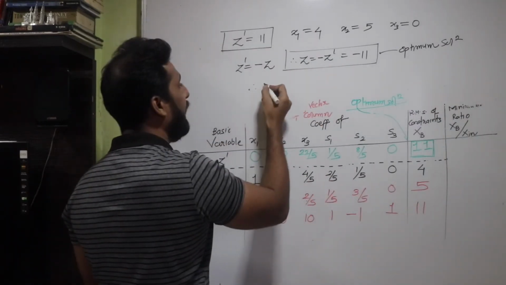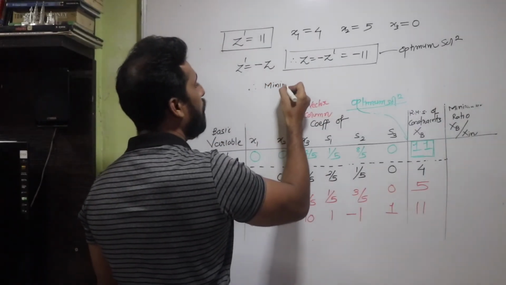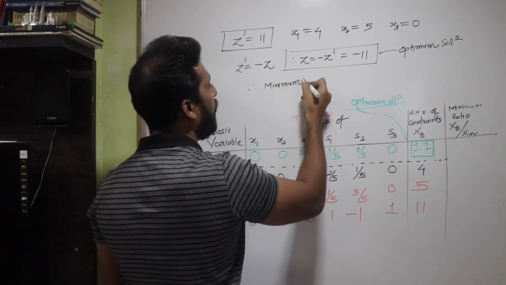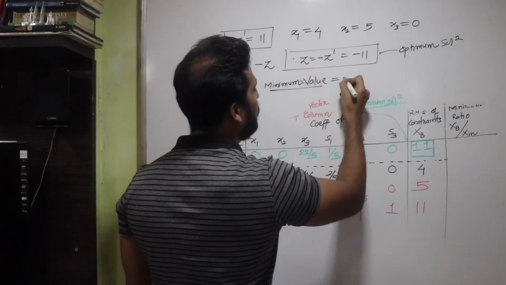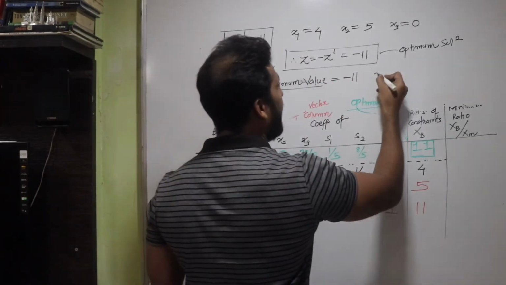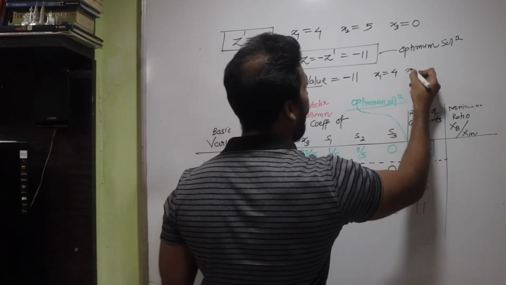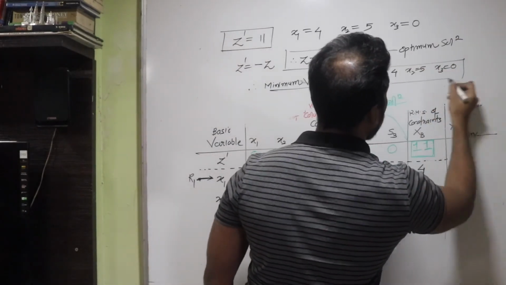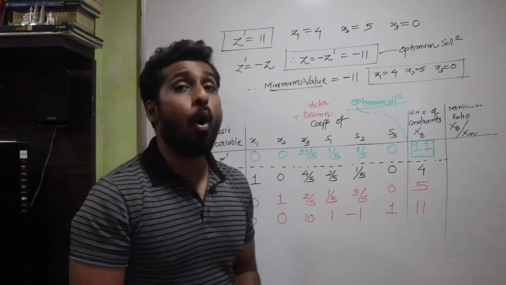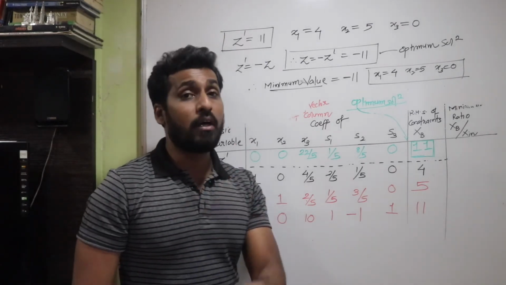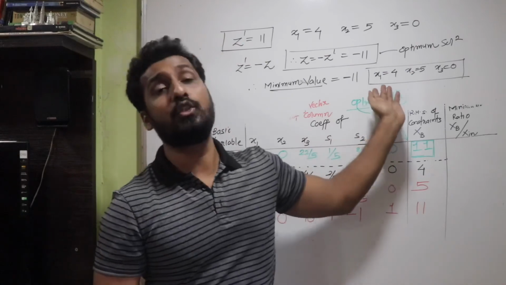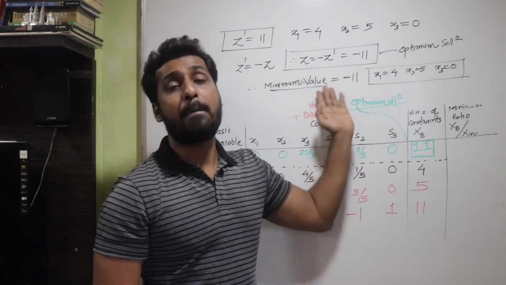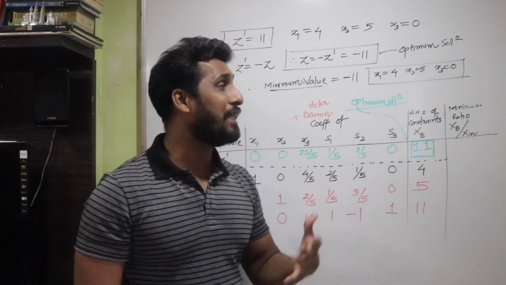So I can say that the minimum value of the objective function is minus 11, and it has been obtained for x1 is equal to 4, x2 is equal to 5 and x3 is equal to 0. Now if you want, you can go and cross check your objective function. Go and observe the objective function and put in these values 4, 5 and 0. I will challenge you that definitely you will get the answer as minus 11. You will get the minimum solution as minus 11.